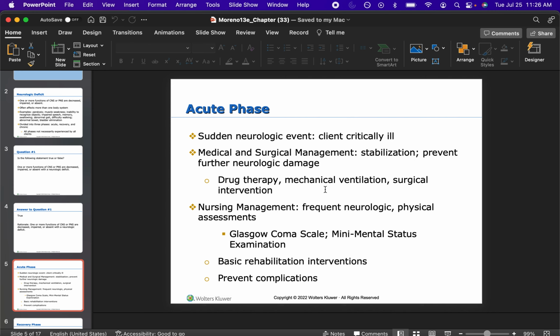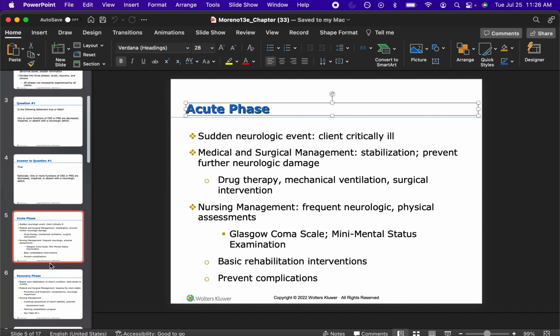So we want to make sure that we're frequently doing a neurological assessment. Has anything changed? Do they seem the same amount of confused? Are they more confused? Are they not responsive now? That kind of stuff. Physical assessments, definitely get a GCS on them. And then, of course, we want to prevent those complications from happening.